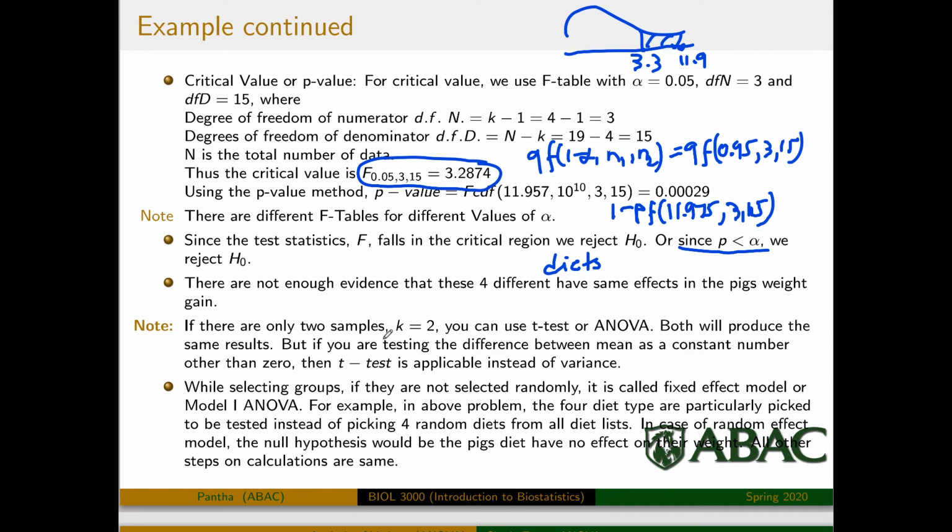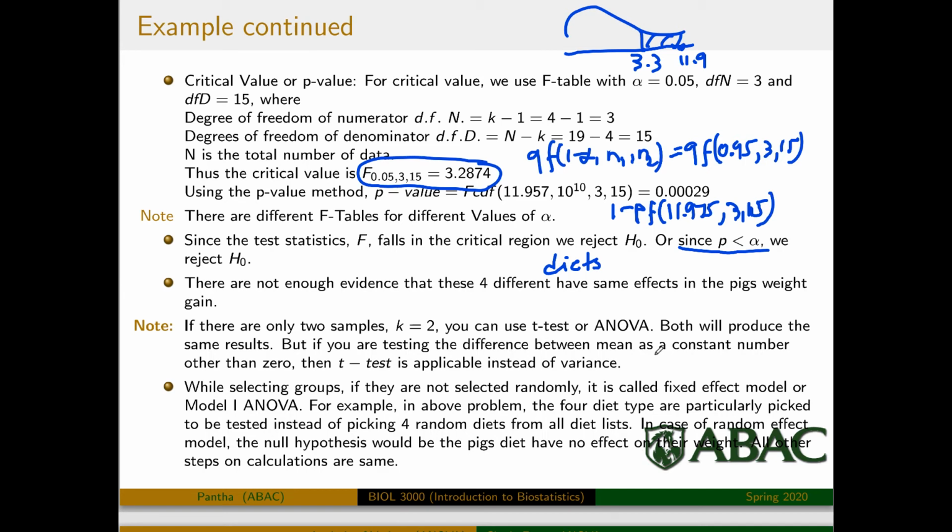If there are only two samples, k equals 2, you can use a t-test or ANOVA. If you use ANOVA, this is fine, or you can use a t-test, okay? Both will produce exactly the same result. But if you are testing the difference between the means against a constant number other than 0, then the t-test is applicable instead of the variance.